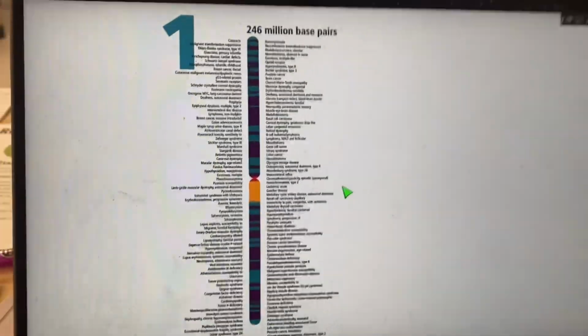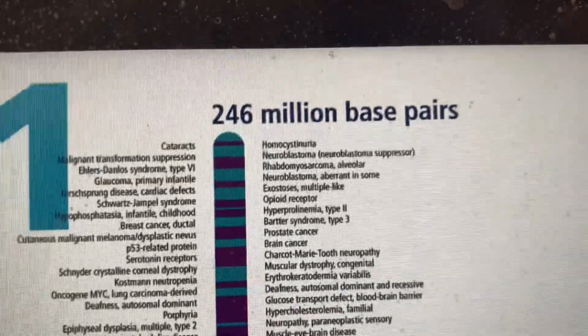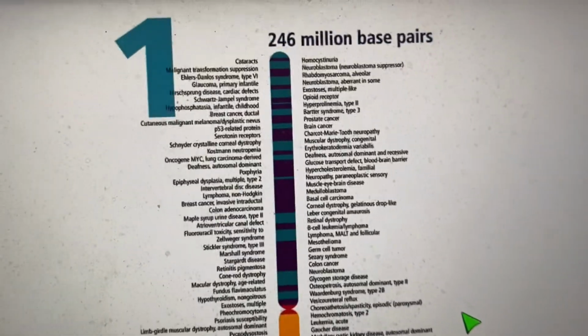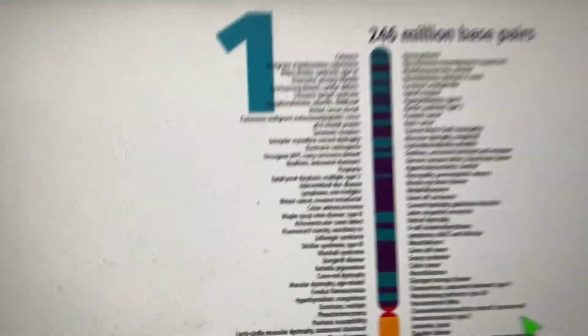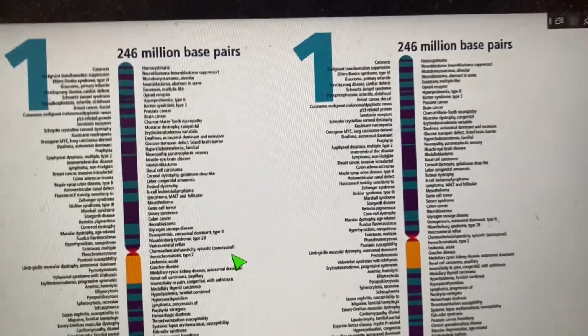Each chromosome, like chromosome 1, is huge. It's got 246 million base pairs, and it's got at least hundreds of genes on it. And you have 2 copies of every chromosome. One you got from the egg, the other from the sperm cell. So you have 2 copies of every gene.